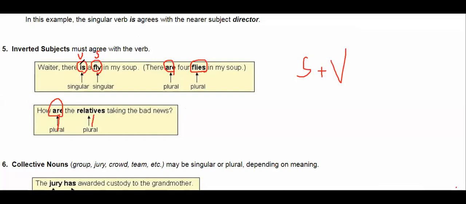Inverted subject means, again, normally you have this format. Inverted may, you will have the verb first, and then comes your subject.